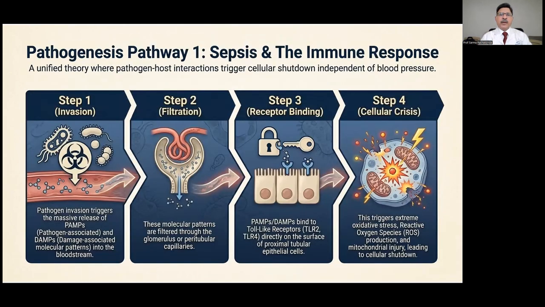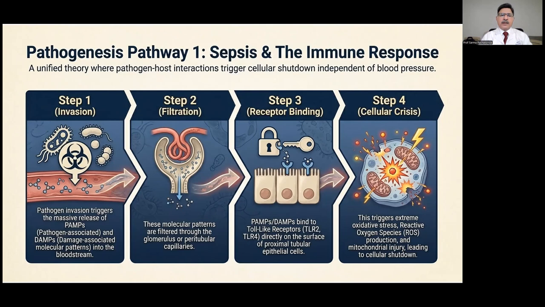Now, pathway 1, sepsis and immune response. What is the first one? Pathogen invasion that triggers massive release of pathogen-associated molecules. These are the PAMPs, pathogen-associated molecular patterns, and DAMPs, damage-associated molecular patterns. PAMPs and DAMPs are released into the bloodstream.